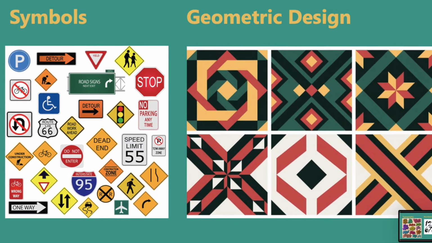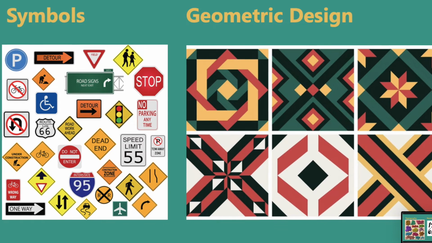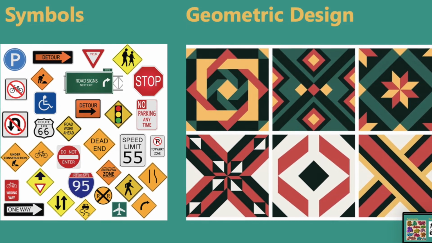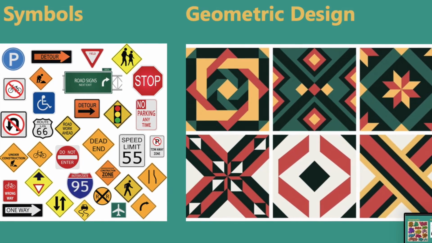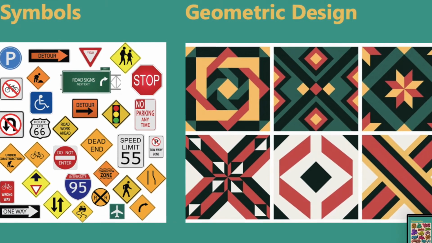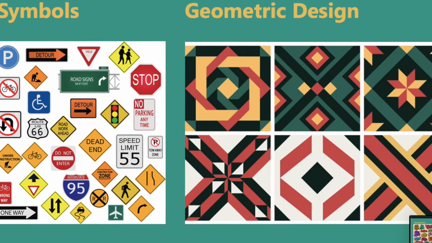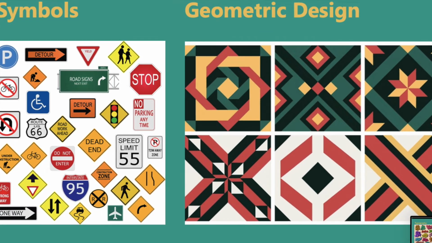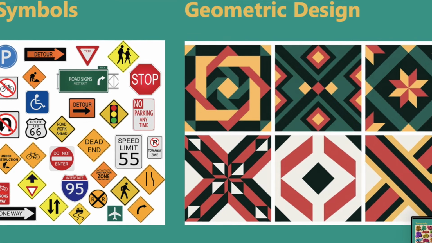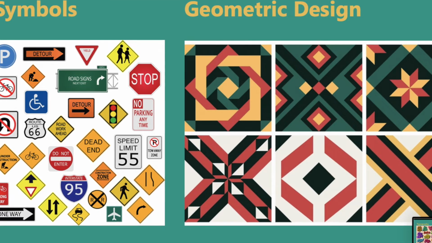So next we have geometric patterns. Geometric patterns or geometric designs are collections of shapes that are repeated or altered to create a cohesive design. A great example is a kaleidoscope. When you look at a kaleidoscope, it creates a lot of interesting geometric patterns.